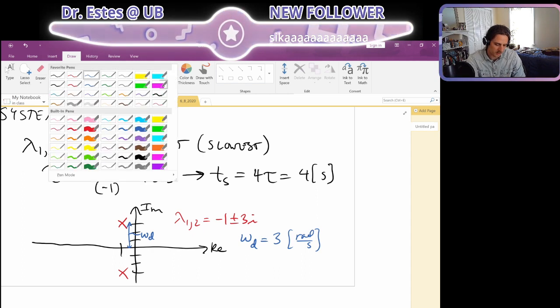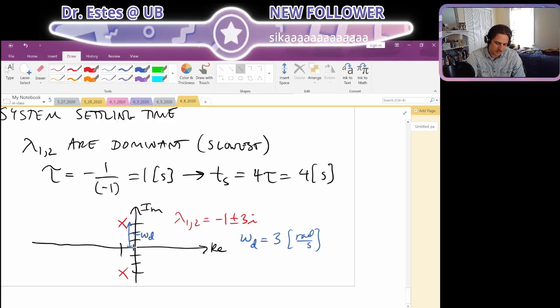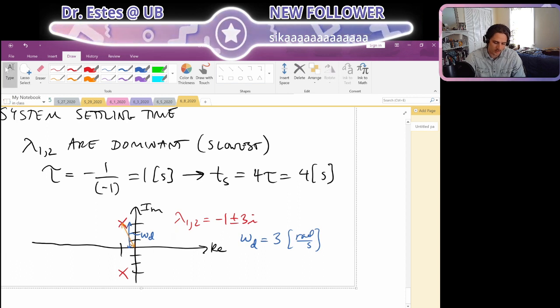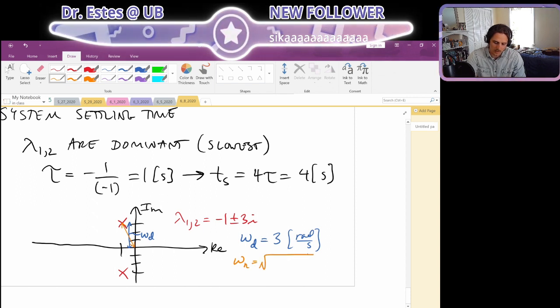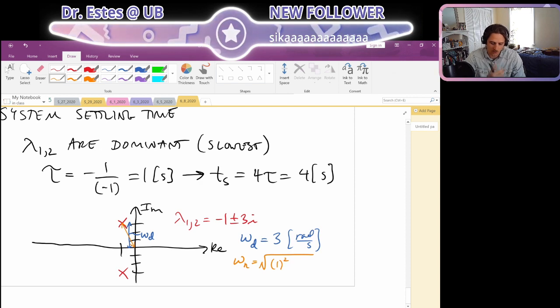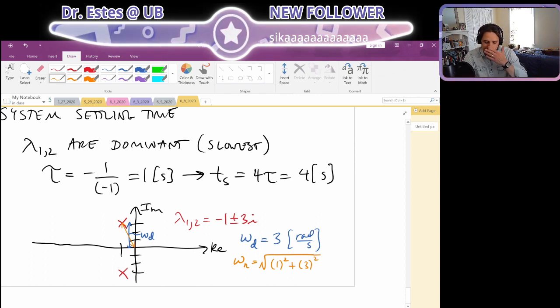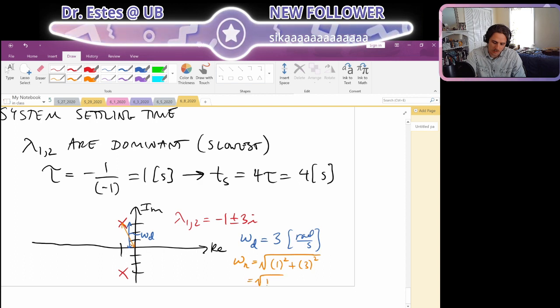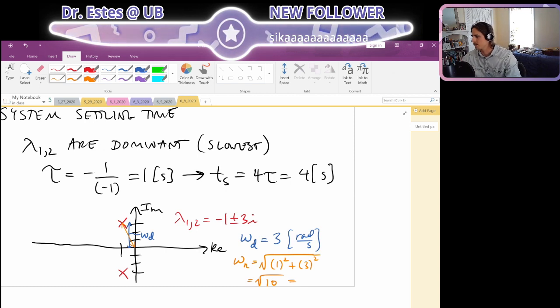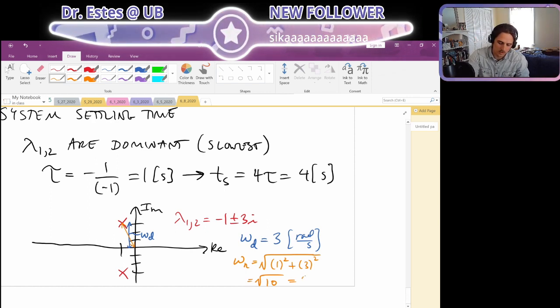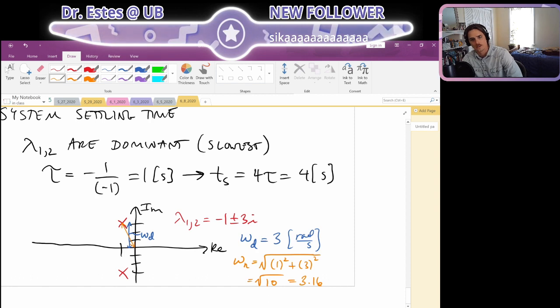The natural frequency is the distance of the root from the origin. So we just have to use the Pythagorean theorem. It's going to be the horizontal side squared plus the vertical side squared, square root of that whole thing. So that's going to be the square root of 10. And that can't really be simplified anymore. I guess we can just get a decimal number for it. Square root of 10 is 3.16. That's pretty close to pi.